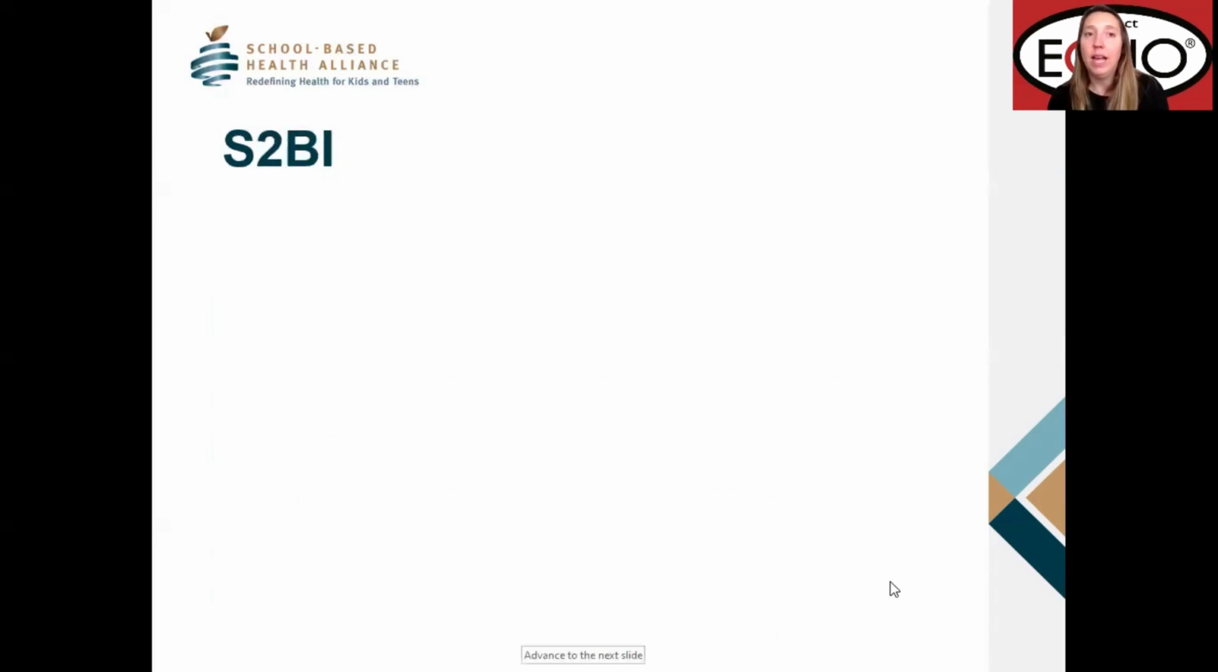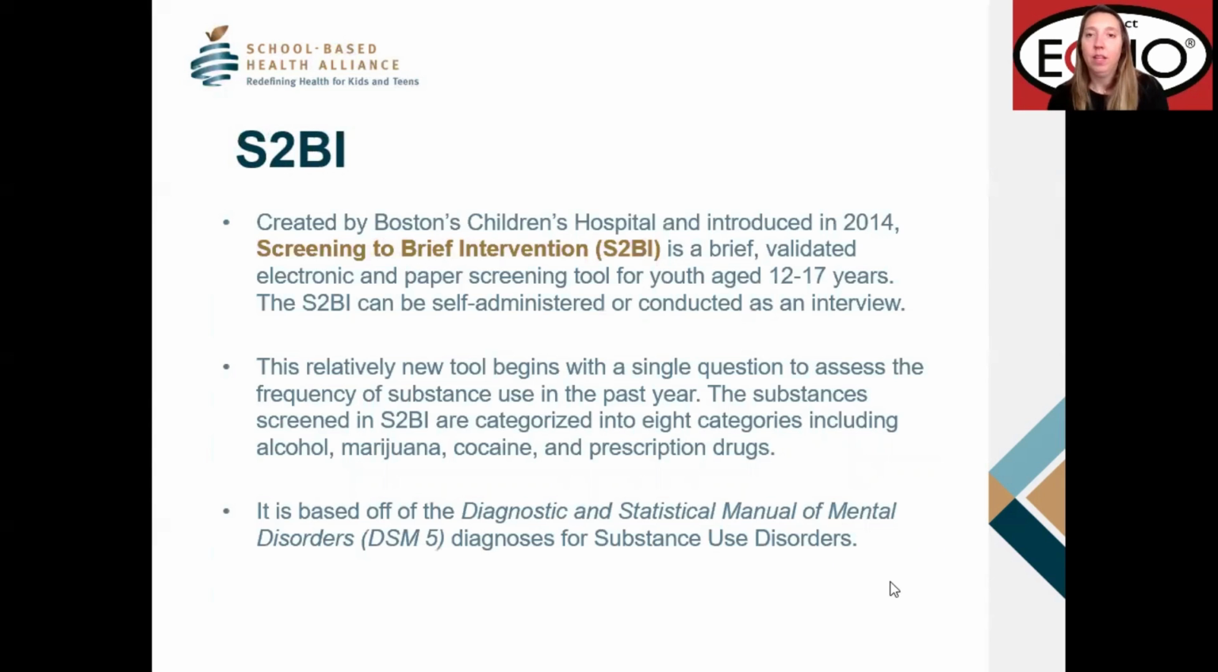So next we'll talk about the S2BI. The S2BI was created by Boston Children's Hospital and introduced in 2014. Screening to brief intervention, S2BI, is a brief, validated electronic and paper screening tool for youth aged 12 to 17 years. The S2BI can be self-administered or conducted as an interview.